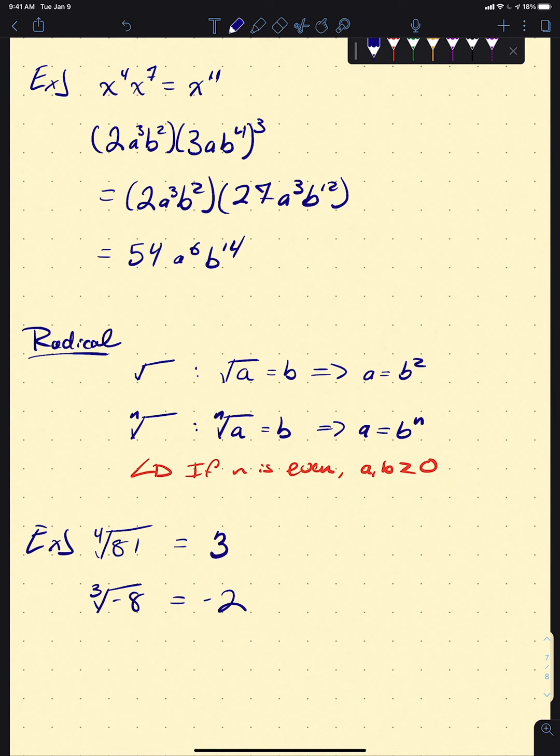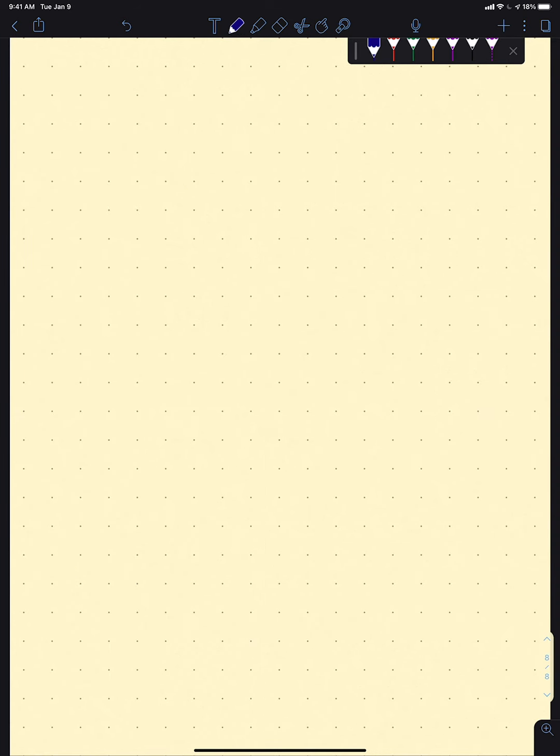Some quick properties of this, just as with the other ones, or just as we looked at with exponents. So for our properties of radicals, we know the following identities to be true. And we will use these again throughout the quarter. Number one, if we're taking the nth root of a times b, well, that's the same as taking the nth root of a and then taking the nth root of b and multiplying them together.